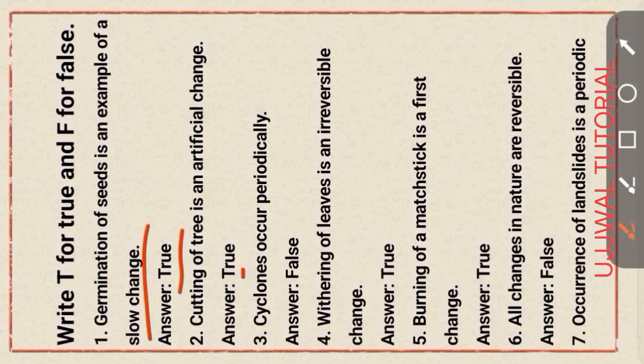This statement is true. Cyclone occurs periodically. This statement is false. Cyclone occurs non-periodically. That is not a periodic change. Okay, that is an irreversible change. Also, it is a chemical change. Withering of leaves is an irreversible change. This statement is true. Okay, next question.